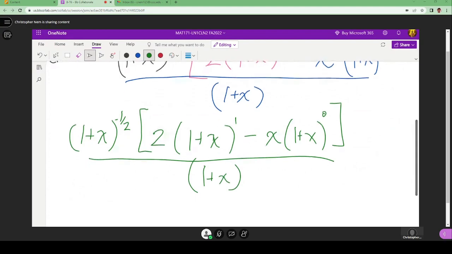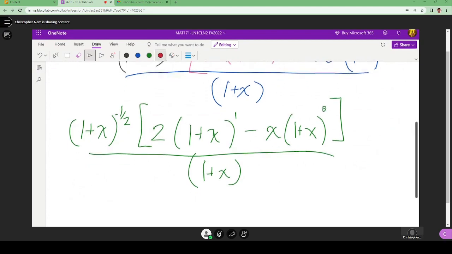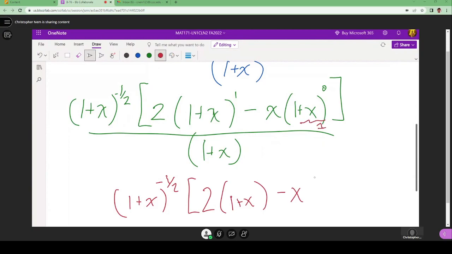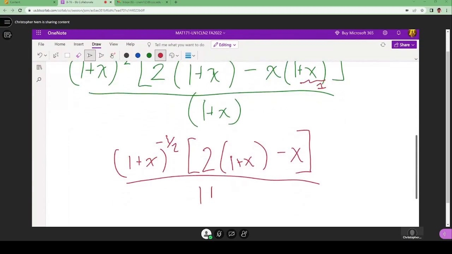And then you're going to simplify this into 1 plus x to the negative 1/2 multiplied by 2 times 1 plus x minus x. This turns into 1, all over 1 plus x. What did this do for our problem? Well, if we notice, besides what's inside the parentheses, we actually only have one term for the numerator. There's two factors, but because it's multiplying, there's only actually one single term.